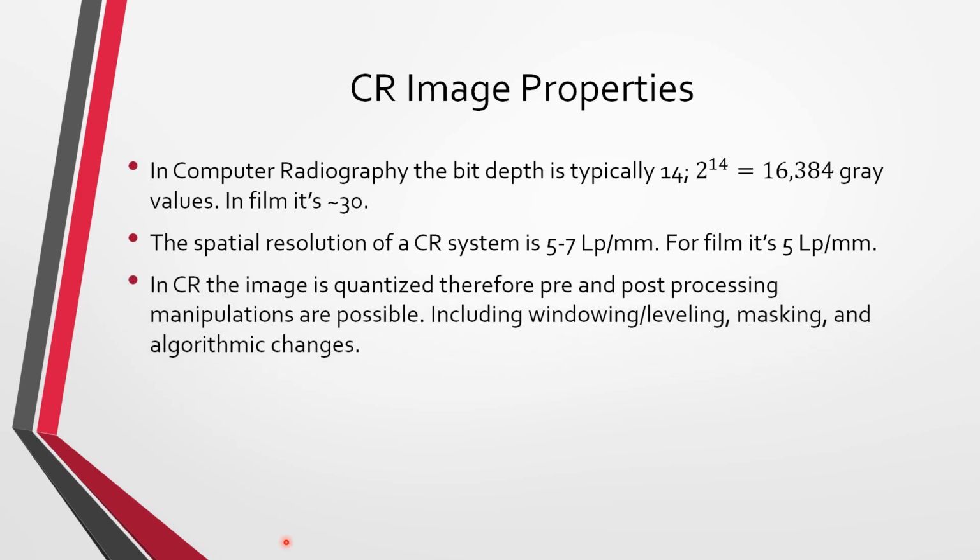In CR, the image is quantized. Therefore, pre and post processing manipulations are possible, including the window leveling, which we saw in the last video, masking, and algorithmic changes. We can reprocess the image completely to highlight different things. And that's completely not possible in film, of course. Contrast can be the same over a wide variety of ranges. In film, contrast is highly dependent on the exposure that was used.